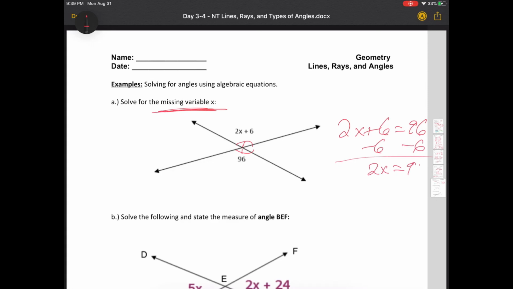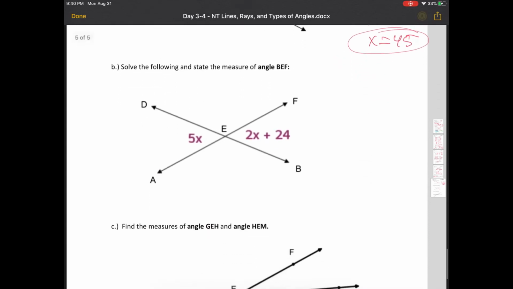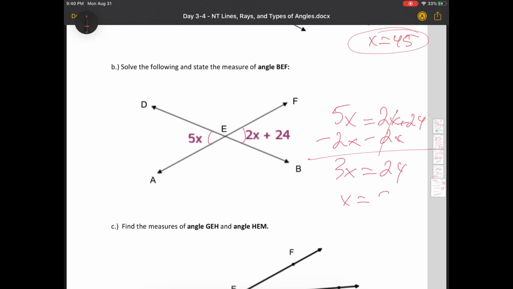Subtract. And I get x equals 45. Simple setup. We just have to remember what our rules are. Same thing goes for here. We have another pair of vertical angles. That means they are congruent. We just have some different algebra. We set equal and solve. I get x equals 8.